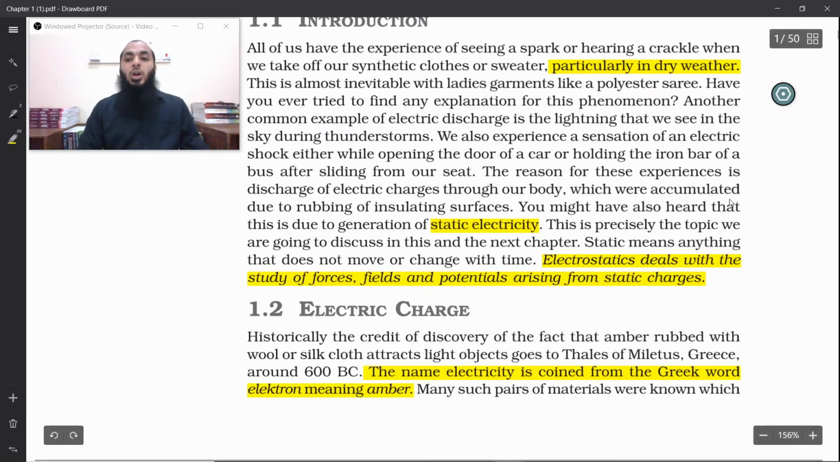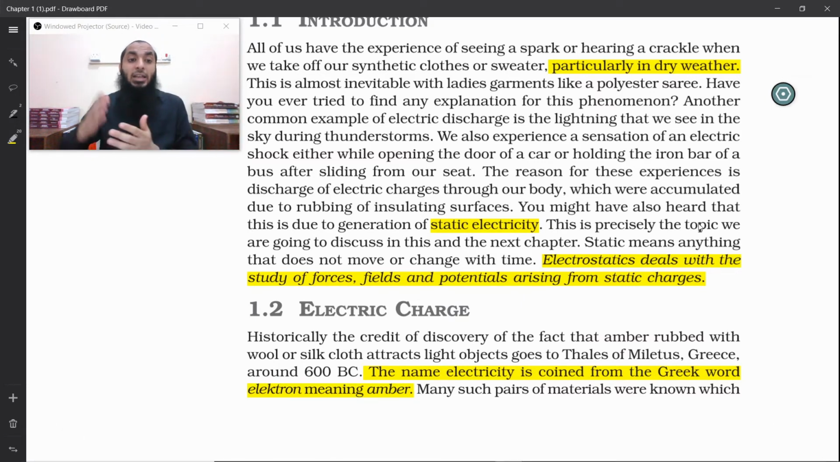You might have also heard that this is due to generation of static electricity. Yeah, you have heard it from me already. This is precisely the topic that we are going to discuss in this and the next chapter. Yes, there are two chapters which deal with electrostatics. Okay, that's what is written over here.